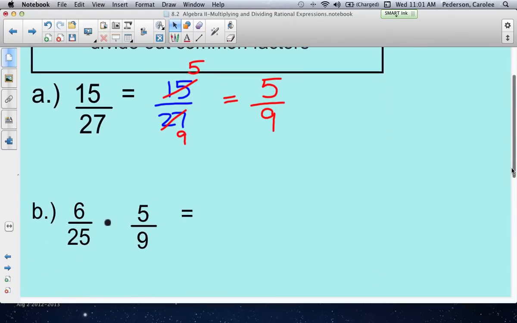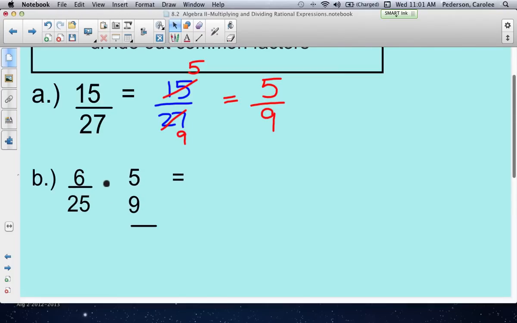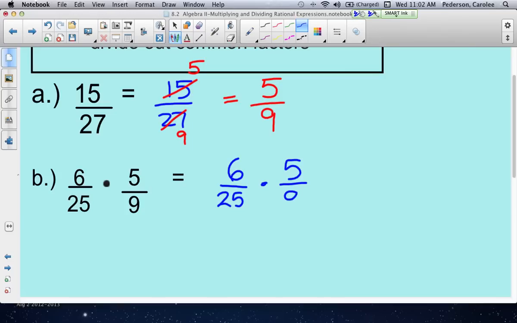Let's go down to reviewing multiplication of fractions. When you multiply fractions, we want to reduce first before we multiply across. So we look at this example, 6/25 times 5 9ths. We look and see if there's anything in the numerator can cancel with the denominator. So I'm just going to write the fraction set again so you can remember the original. So 6 over 25 times 5 9ths.